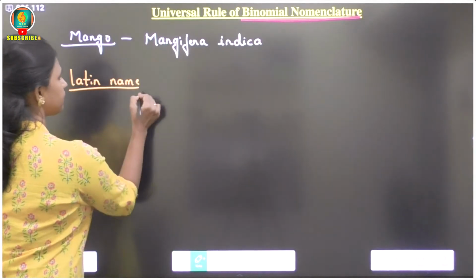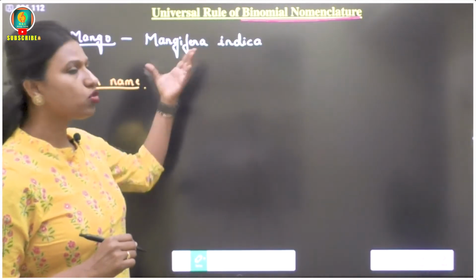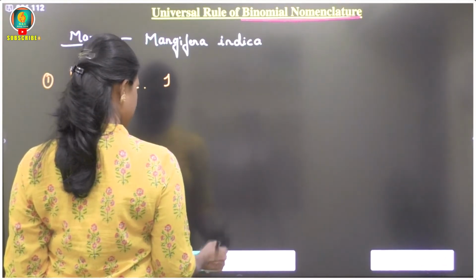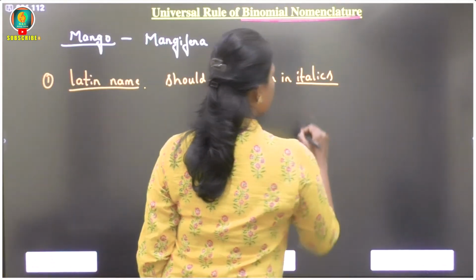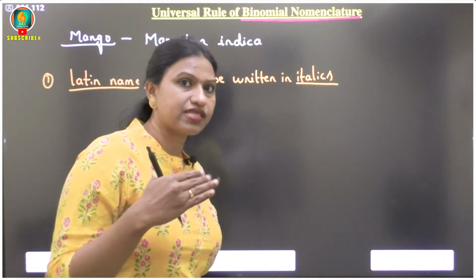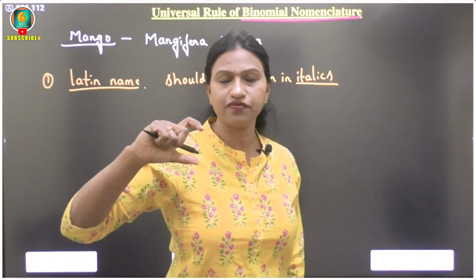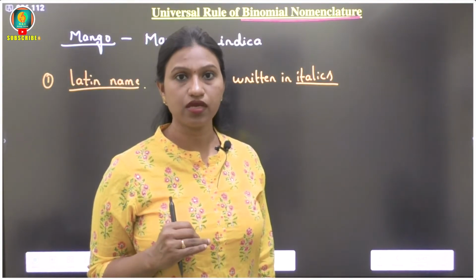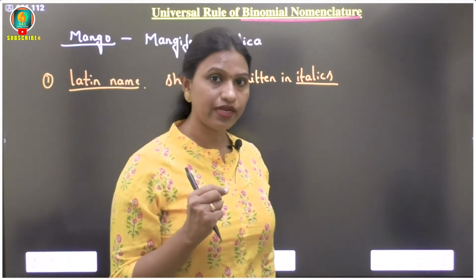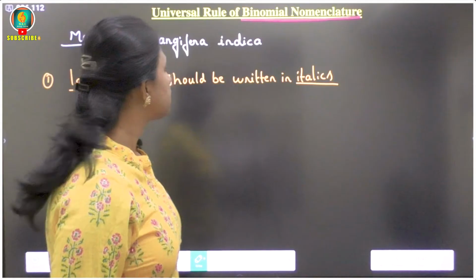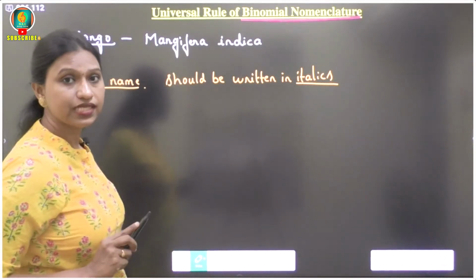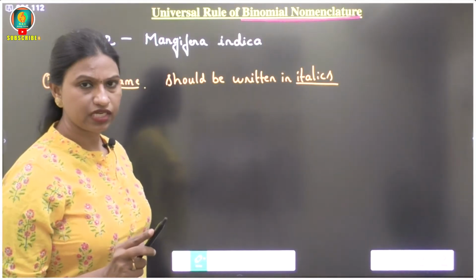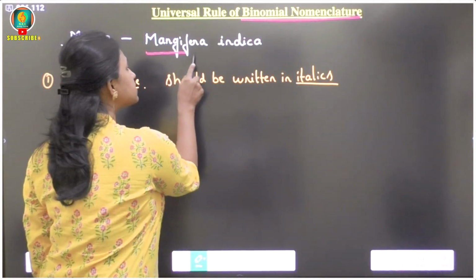Whenever I write this name, it should be italicized. It should be written in italics. But in handwriting, I can't write in a slanted way as we see in computer text, so how can you do it? If you are writing by hand, you have to underline the name. So whenever you are writing a scientific name, you have to underline it separately.